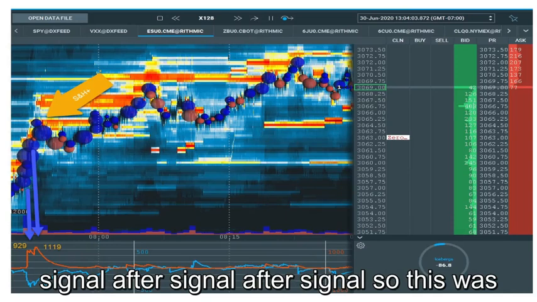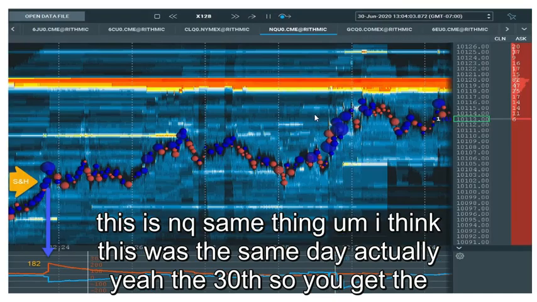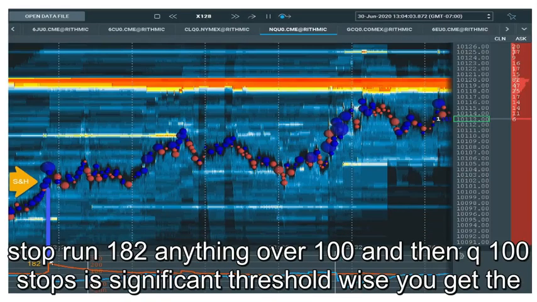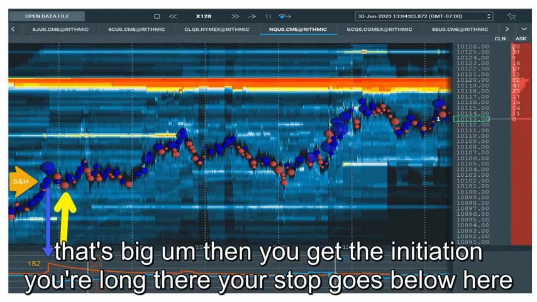So this is NQ, same thing. I think this was the same day, actually. Yeah, the 30th. So you get the stop run, 182. Anything over 100 in the NQ, 100 stops, is a significant threshold. You get the stop run. You get the pullback, right? That's big.